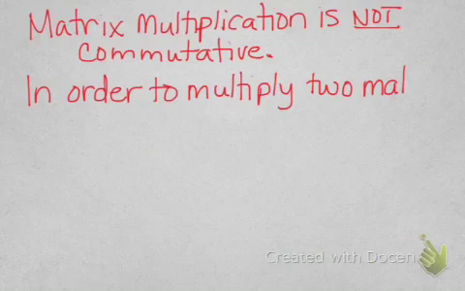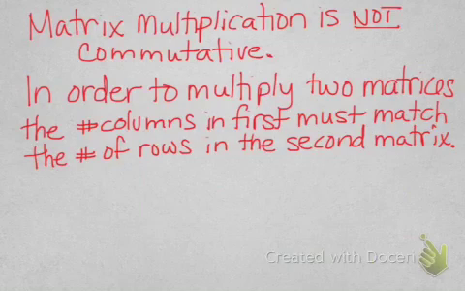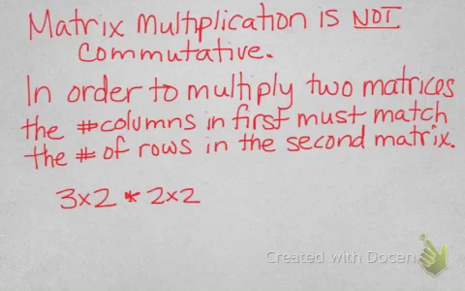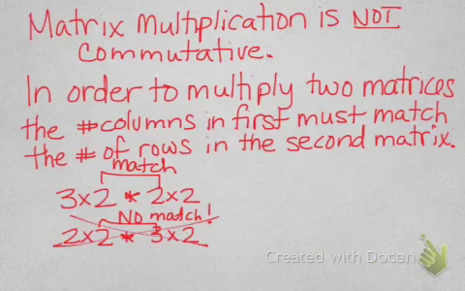In order to multiply two matrices, now this is pretty key. In order to multiply two matrices, the number of columns in the first matrix must match the number of rows in the second matrix. So if I have a 3 by 2 and I'm multiplying it by a 2 by 2, the two numbers in the middle have to match. So the 2's match up. If I multiplied a 2 by 2 matrix by a 3 by 2 matrix, it's not going to work because they don't match up, so you can't multiply them.